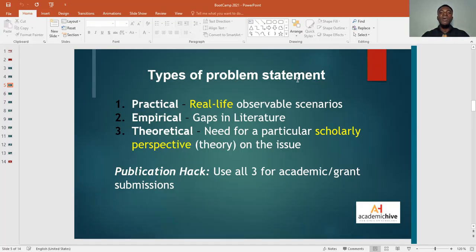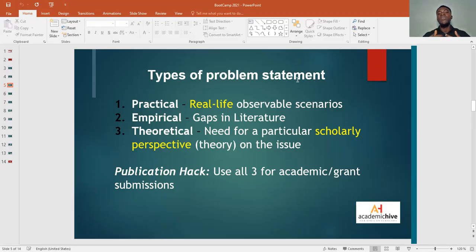The practical problem is the one that you can easily relate with. It's a general problem that is revolving around your study area. The practical problem is general, it's what you can easily relate with. As has been captured here, practical problem is a real life observable scenario. We'll use an example to make this easy to understand later on.